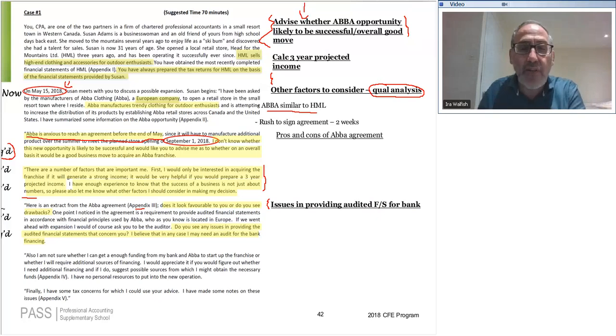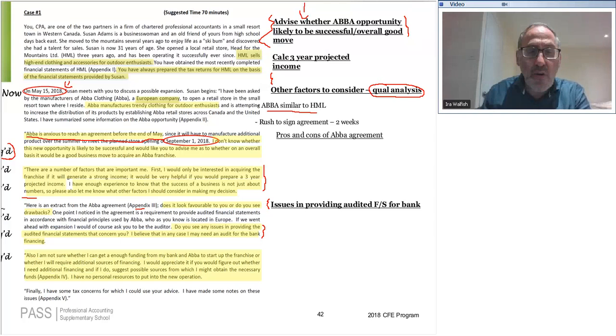Okay, let's continue, guys. So we just picked up another required right here, which is basically to deal with any issues or concerns in providing the audited statements. And I also noted on the outline that we also need the financial statements for the bank. Continuing reading, we're told also, I'm not sure whether I can get enough funding from my bank and Abba to start up the franchise, or whether I'll require additional sources of financing. I'd appreciate it if you would figure out whether I need additional financing, and if I do, suggest possible sources from which I might obtain the necessary funds.